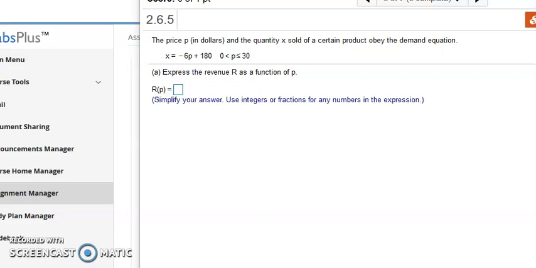So I'm working on number 3 of your homework problems in section 2.6, and we are told that the price P in dollars and the quantity X sold of a certain product obey the demand equation X equals negative 6P plus 180, with P being between 0 and 30, including 30. Now, the first thing that we're asked to do is to express revenue, or R, as a function of P.